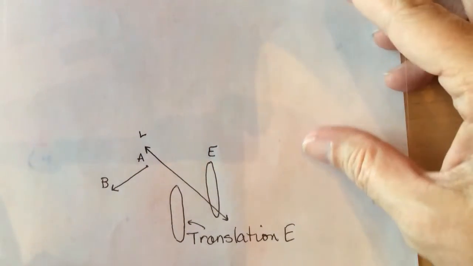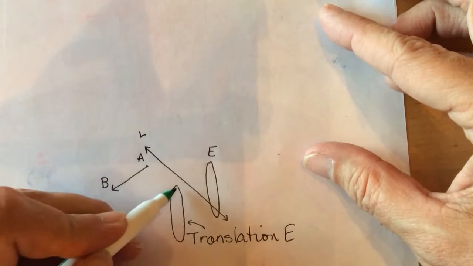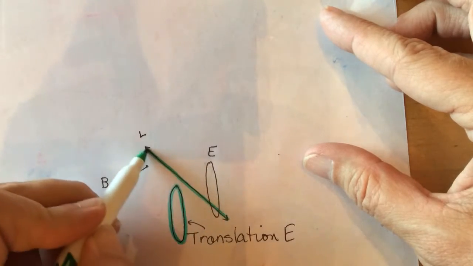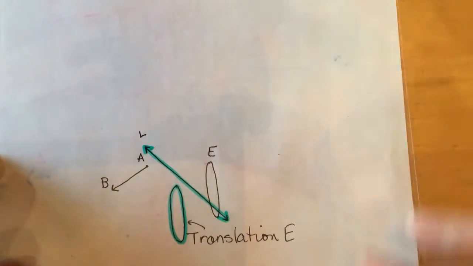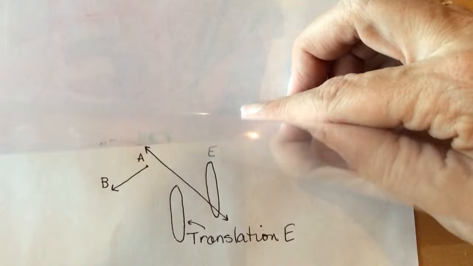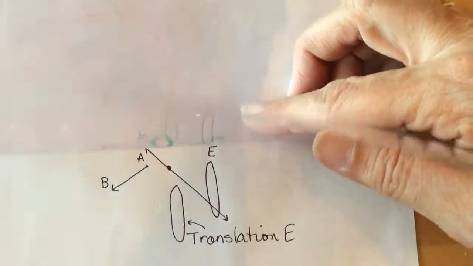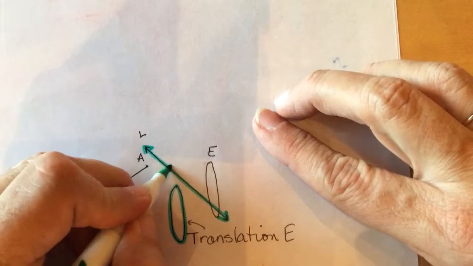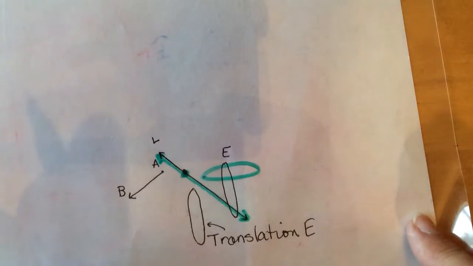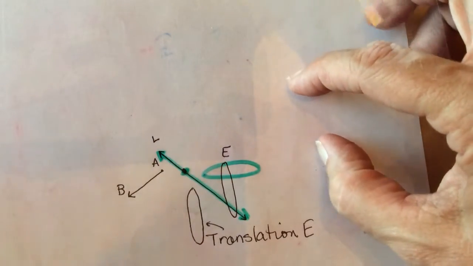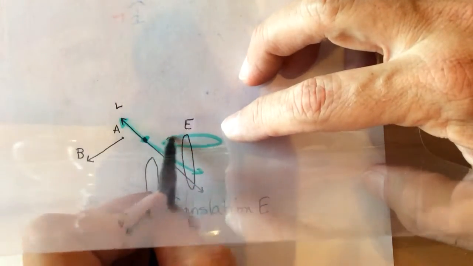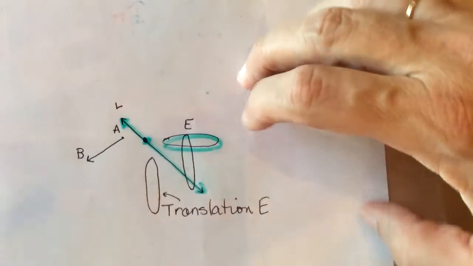So now I'm going to take the translation of E and reflect it across line L right here. And you can already see it's ending up in a completely different place. I need a point on the line to make sure I get it in the same place. So there's my point. So I'm going to just flip it over, and my image ends up in a completely different place. So here's my image right there.